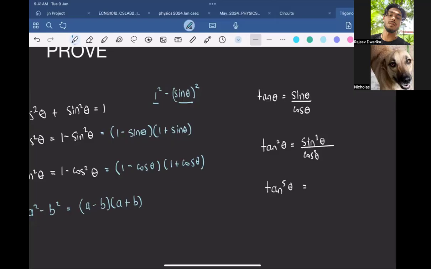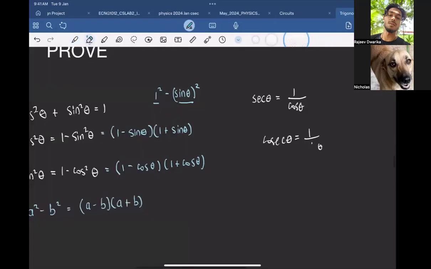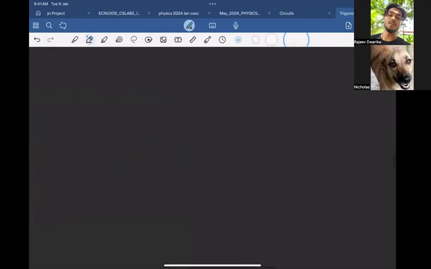Sine to the power of 5 theta, cos to the power of 5 theta. Sec theta is equal to what again? 1 over cos theta, and cosec theta is equal to 1 over sine theta, right? So those are the main things you need to know. You also need to know how to convert fraction form to multiplication or division.